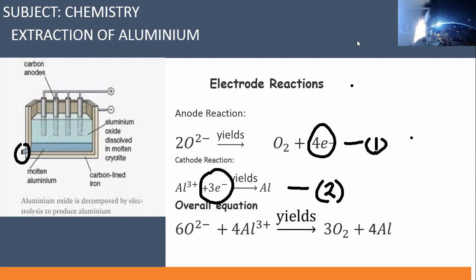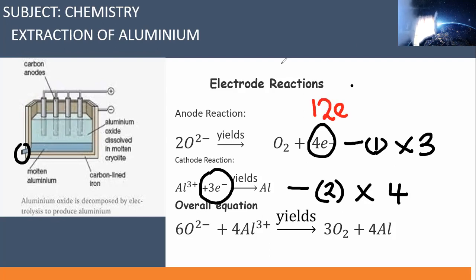So equation 1, we multiply it by the 3 moles of electrons, while equation 2, we multiply by 4 moles of electrons. When that is done, equation 1 will now have 12 moles of electrons, because 4 times 3 is 12, while equation 2 will have 12 moles of electrons as well. And these 12 moles of electrons are on different sides. In equation 1, 12 moles of electrons is on the right-hand side, while 12 moles of electrons is on the left-hand side, and they are both negative. So they can cancel. So 12 moles of electrons are used for us to have one complete equation of reaction.